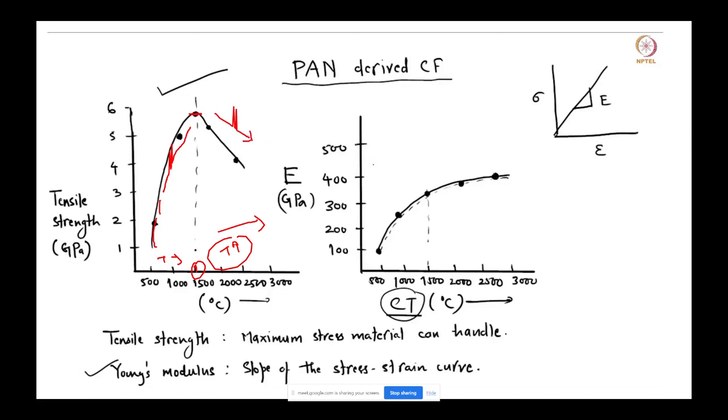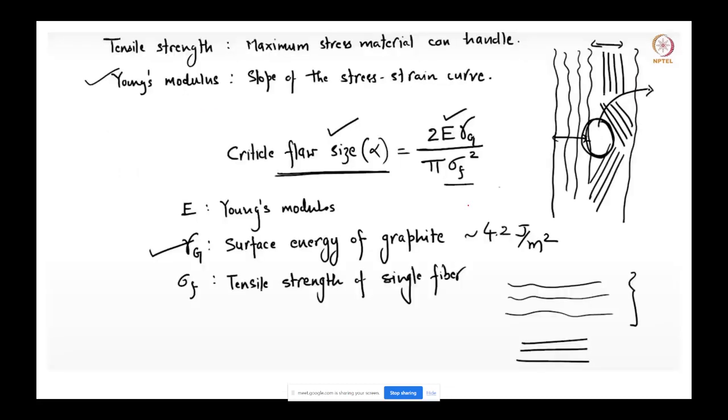And if you look at the Young's modulus, it shows how stiff your material is. When you do the stress-strain diagram, the slope of this curve is given by the Young's modulus. You can see it is continuously increasing, and after some point it starts saturating as you increase the temperature. So this is your plot for the tensile strength and the Young's modulus for the PAN-derived carbon fiber.